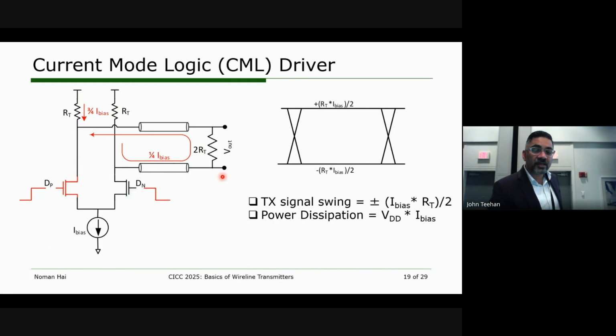And when we do that, this 2 RT, or the termination resistance at the receiver, will have a voltage output, which we can plot here as a two-level signal. So if the signal is 0, it will be on that side. When the signal is high, you will look at the output, and it will look like an NRZ eye diagram. And the signal swing depends on the bias current and the termination resistance.